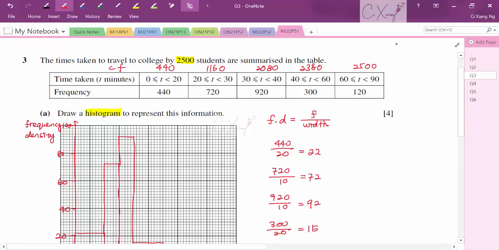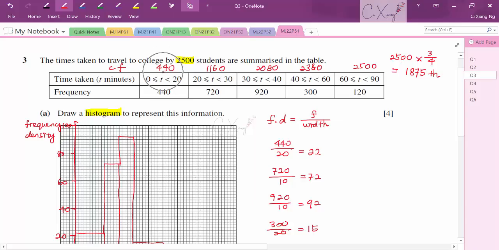So for the upper quartile, we are going to look for the position or the location. To get the position for the upper quartile, we have to take 2500 multiplied by 3/4. So we are going to see where the position of the upper quartile is. The upper quartile will be at position 1875. So let's have a look at the cumulative frequency.